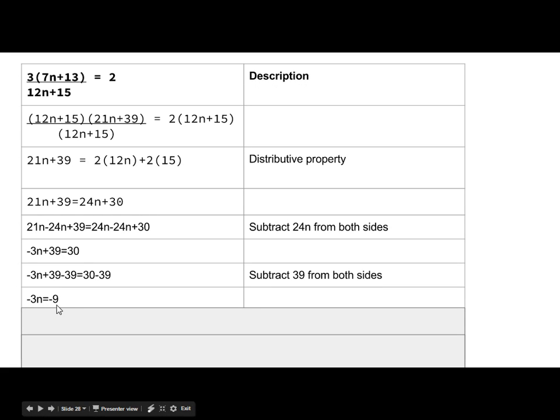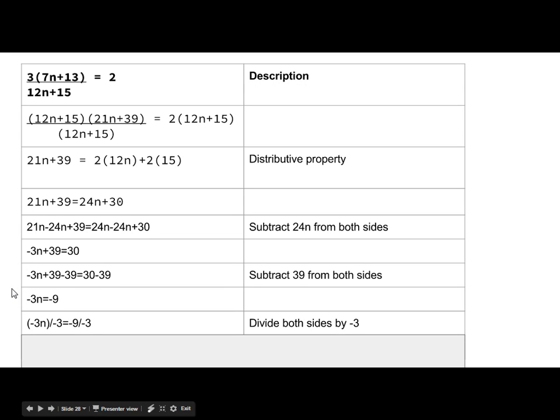And we can easily figure out that the answer is going to be 3. But in order to show the work for it, you need to divide both sides by negative 3. So when I divide both sides by negative 3, I then can say that n equals 3.